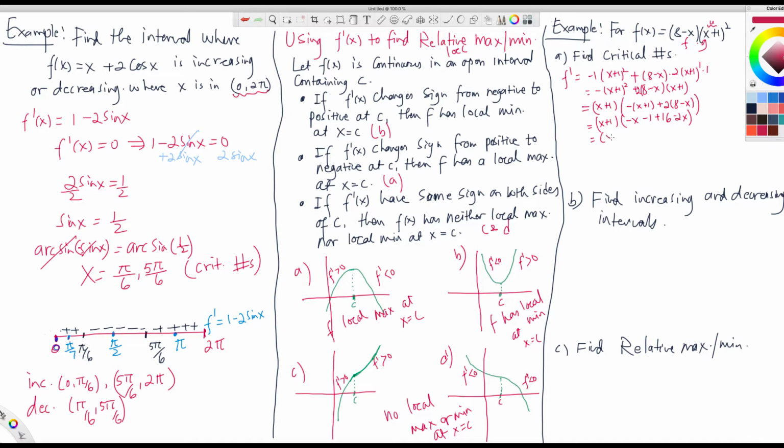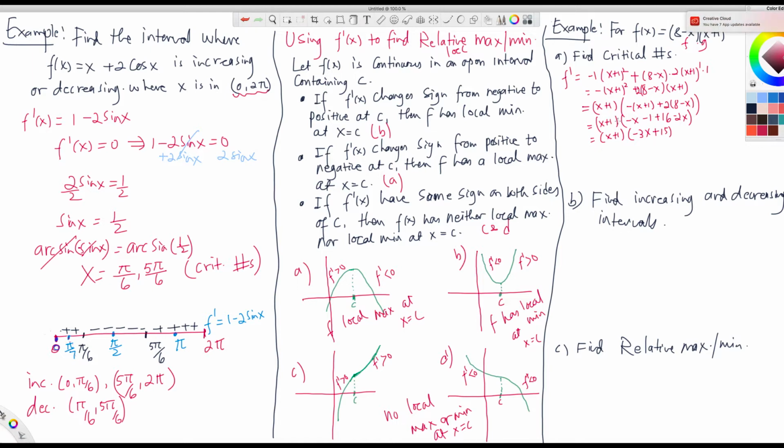You get (x plus 1) times (negative x minus 2x, which is negative 3x, and then plus 15), right? Since there is no x in a denominator and no root, the domain is all real numbers, so you don't have to worry about where f is not defined. f prime is defined everywhere, okay?